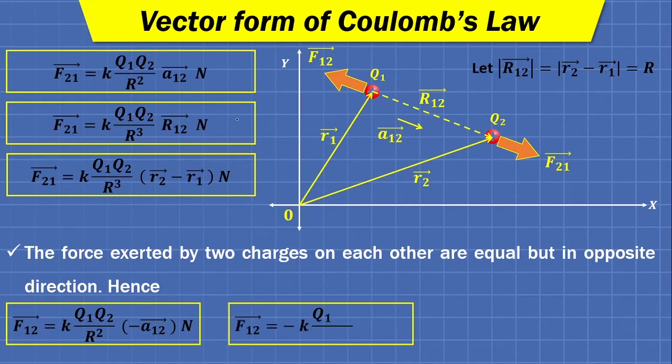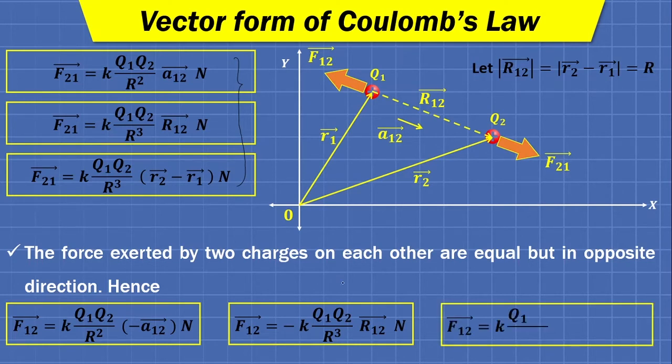So this form of F21 bar can also be used to find F12 bar, because only the direction will be opposite, the magnitude will be the same for both the forces. So F12 bar will be equal to negative k q1 q2 upon r cube into r12 bar.